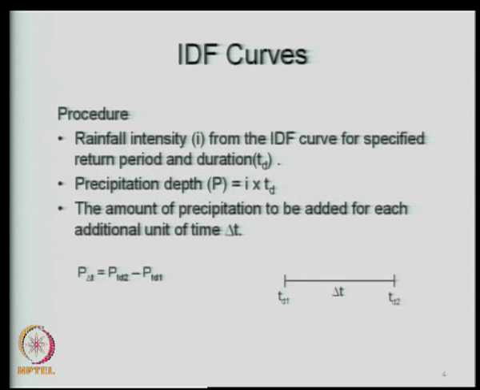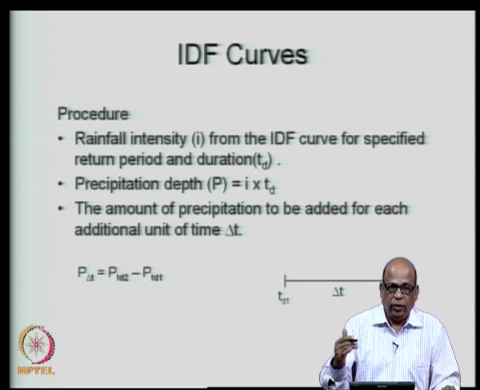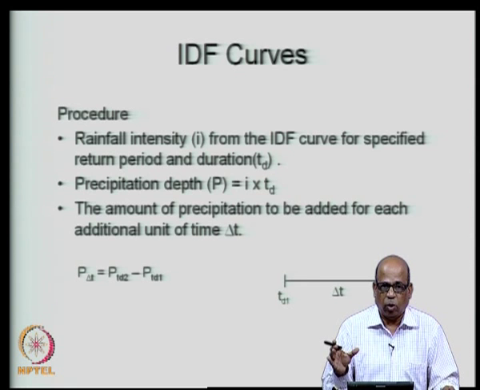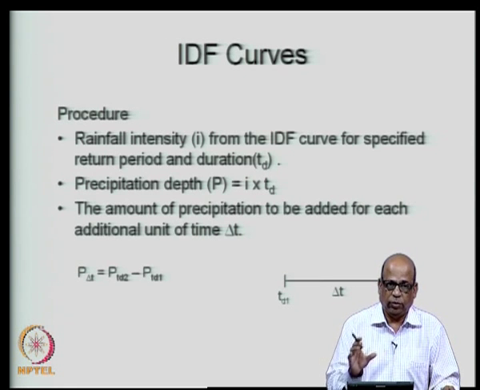Like this we get intervals of precipitation, that is, in the first 10 minutes there is a certain precipitation, in the next 10 minutes there is another certain precipitation, and so on. What we then do is arrange these precipitation depths such that the maximum precipitation depth occurs at the center of the total duration.